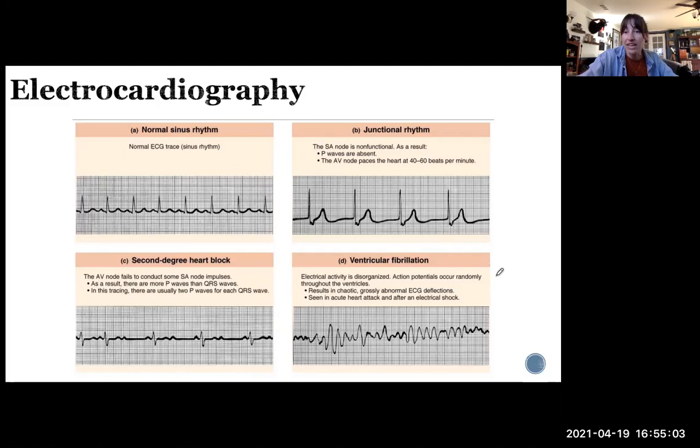And a ventricular fibrillation, when the electrical activity is disorganized, so you basically have some sort of arrhythmia, the action potentials are occurring randomly. So the SA node and the AV node are just kind of shooting off at random. You've got a chaotic, grossly abnormal ECG, right? As seen here, that's a big, big problem, right? So this is seen in an acute heart attack or after an electrical shock. So this is what an ECG might look like after someone's been struck by lightning or has a massive heart attack. It's just gone kind of haywire, right?